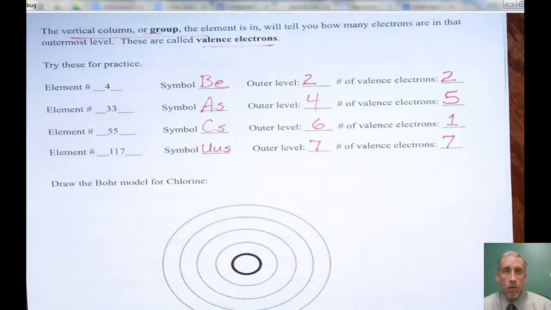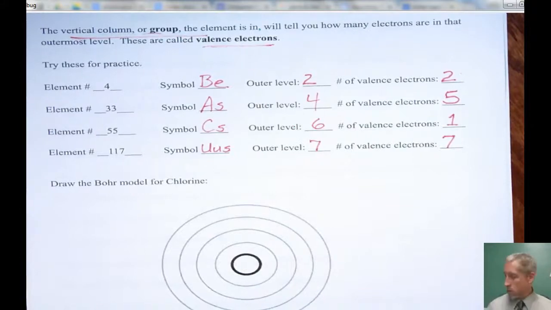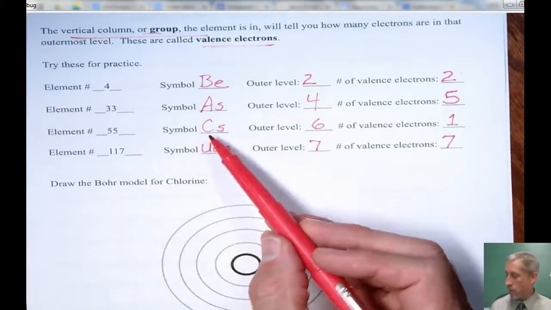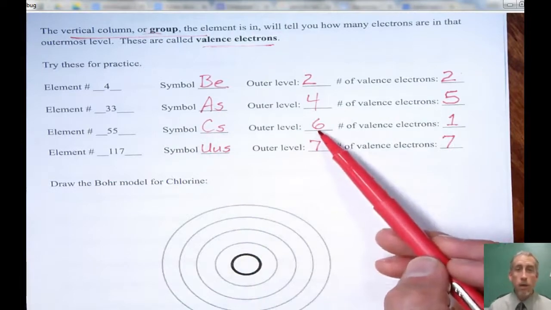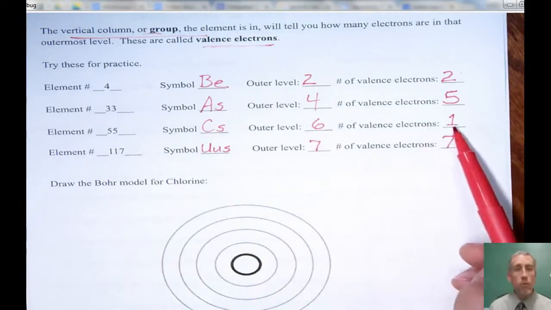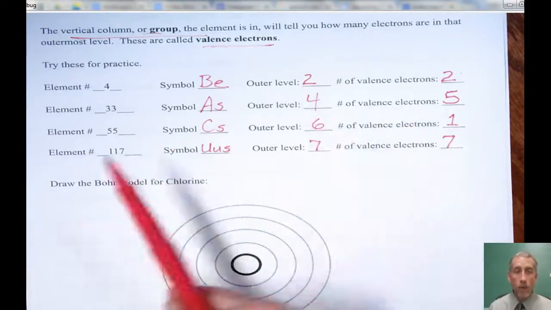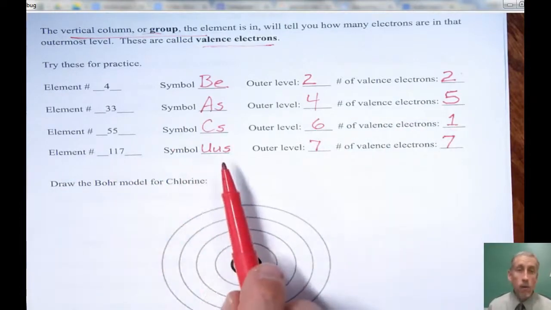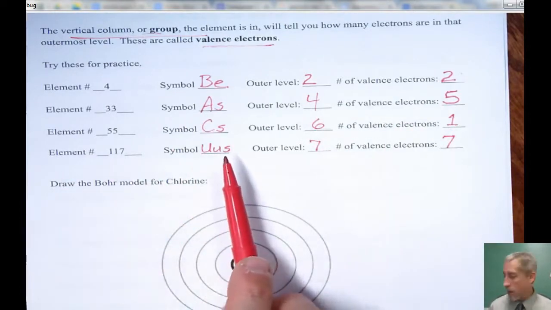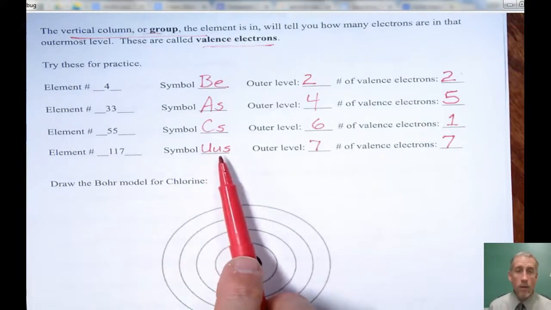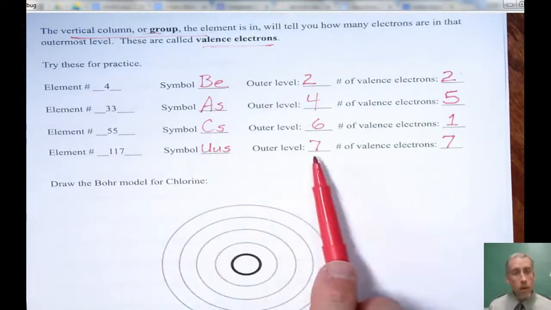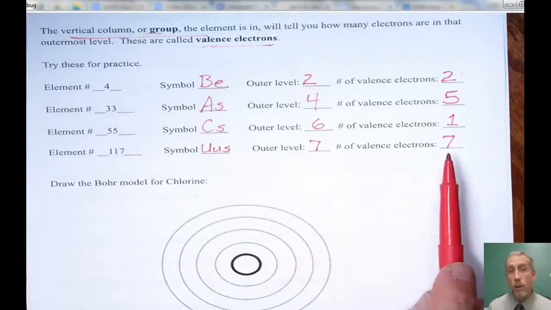Okay, spoiler alert, here are the answers to these. So cesium was element 55. It's in horizontal row 6, and it's underneath group 1A. Element 117, now on some new periodic tables you'll see that this actually has a different name, but on ours UUS is the symbol for it. It is in horizontal row 7 and also in group 7A.